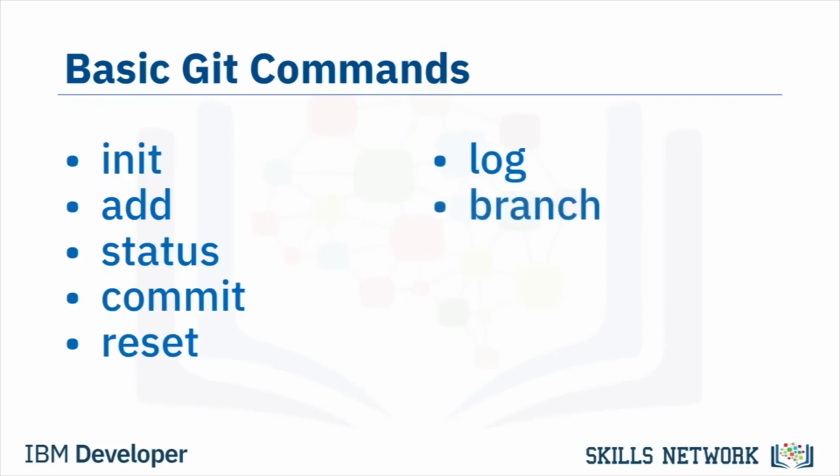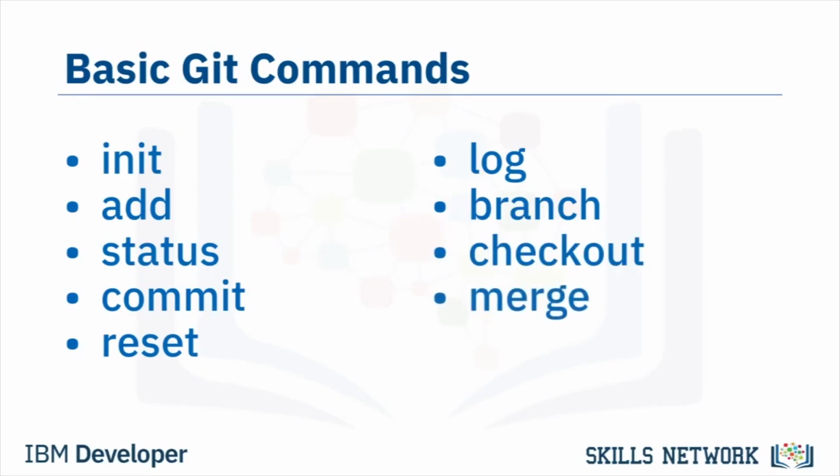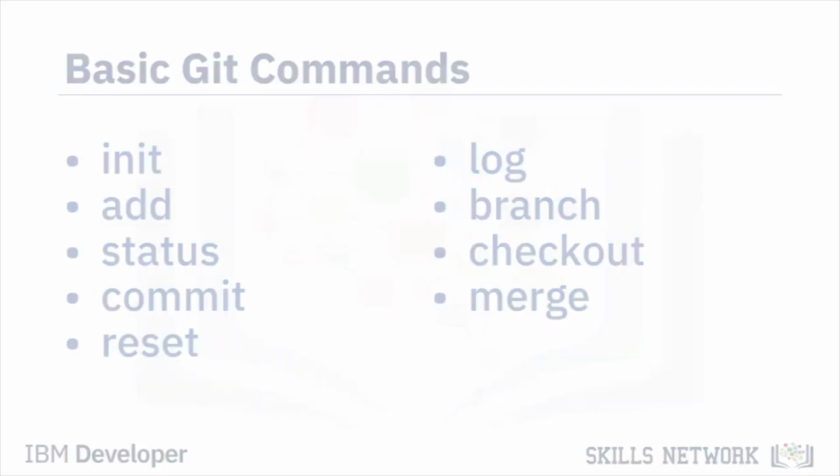Git branch lets you create an isolated environment within your repository to make changes. Git checkout lets you see and change existing branches. Git merge lets you put everything back together again.